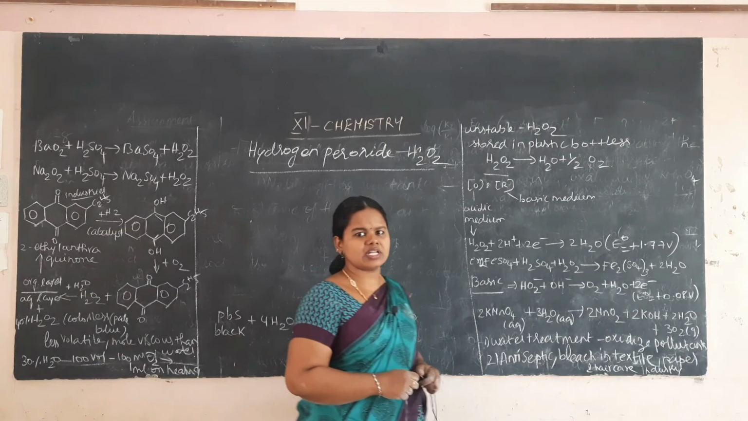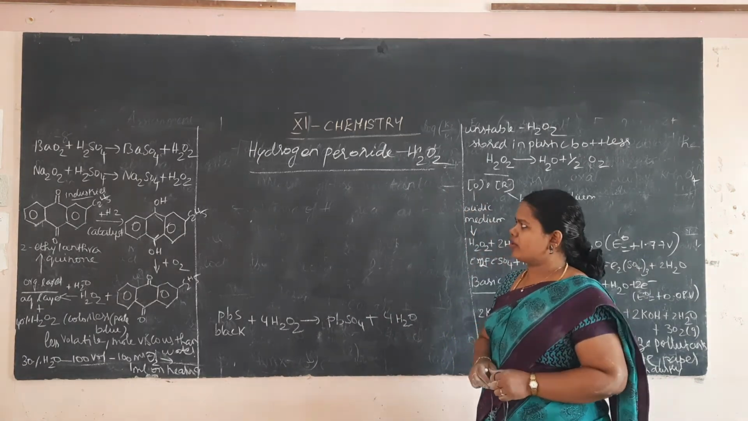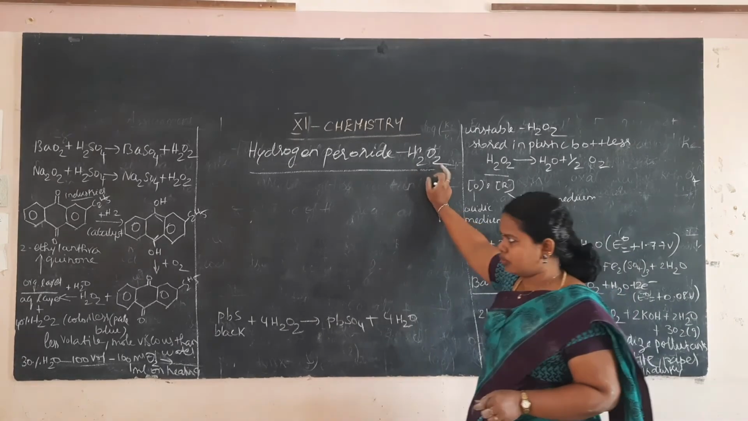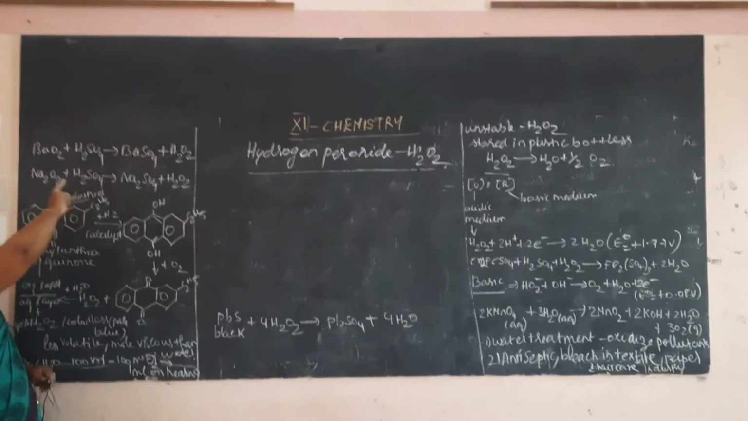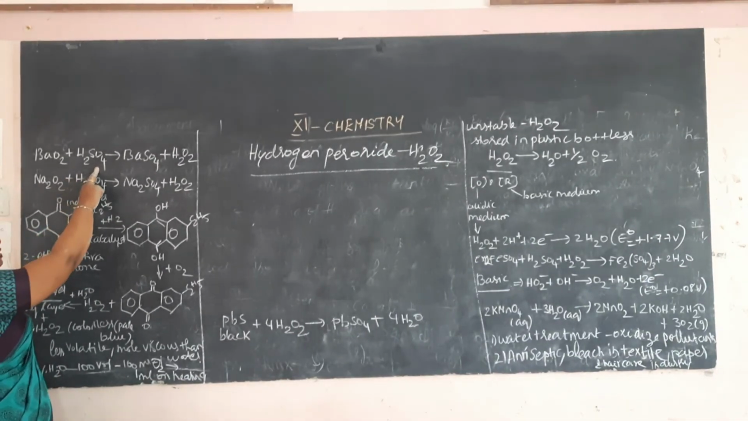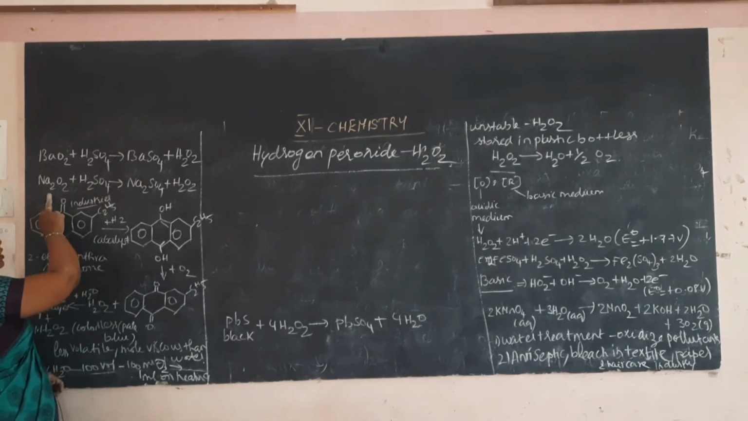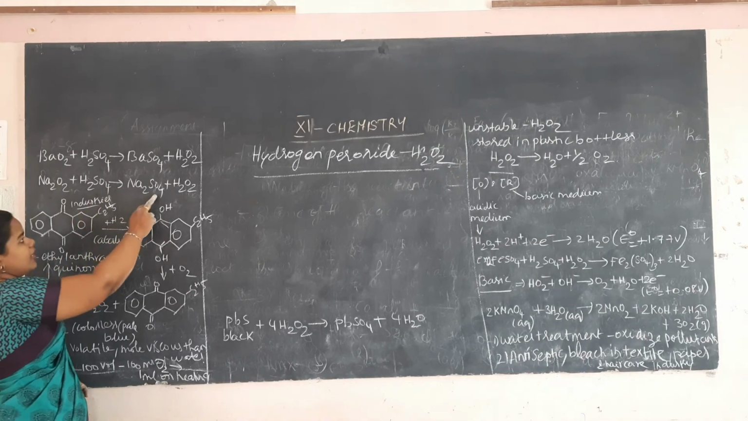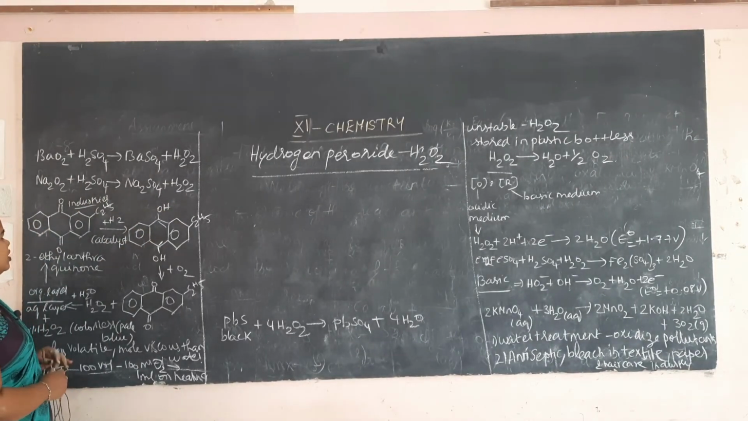Today we'll learn about 11th standard chemistry, that is hydrogen peroxide. Hydrogen peroxide is a very important compound and its formula is H2O2. Barium peroxide, on treatment with dilute sulfuric acid, will form barium sulfate plus hydrogen peroxide. When sodium peroxide is added with sulfuric acid, we get sodium sulfate plus hydrogen peroxide. That is the preparation of hydrogen peroxide.